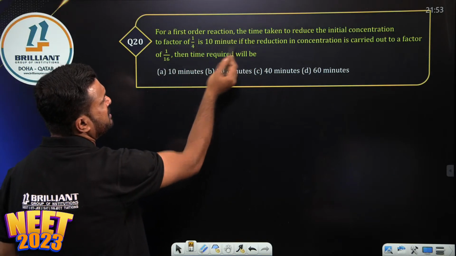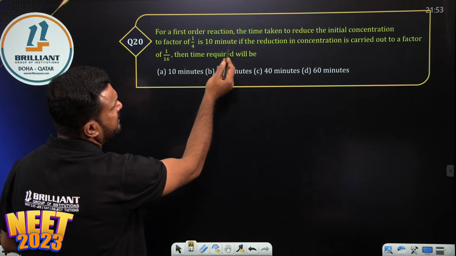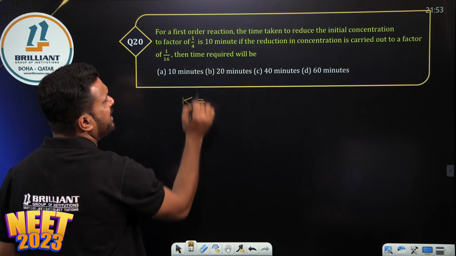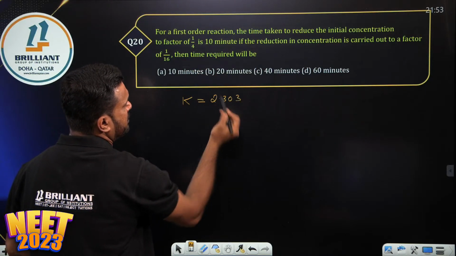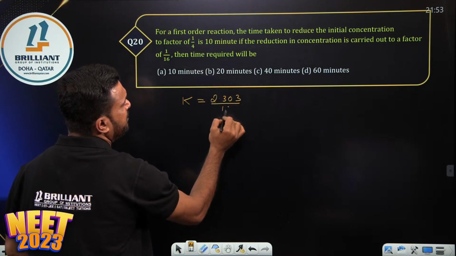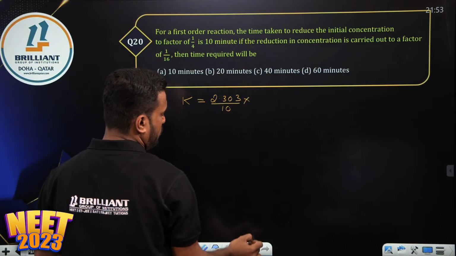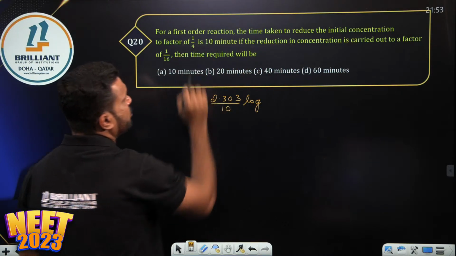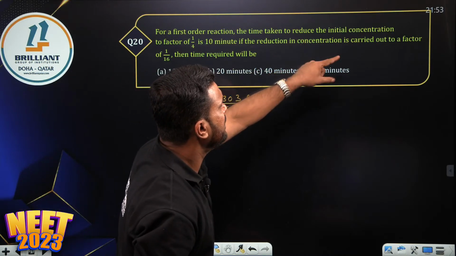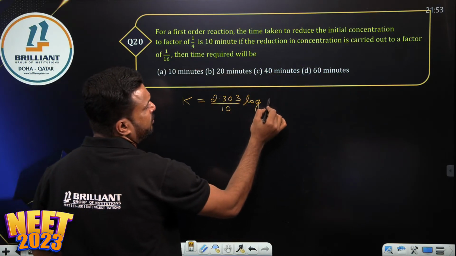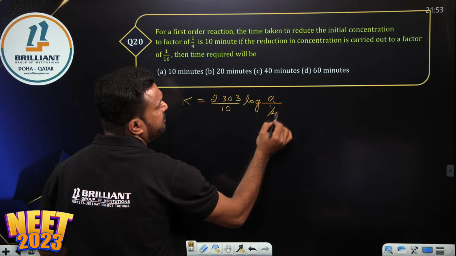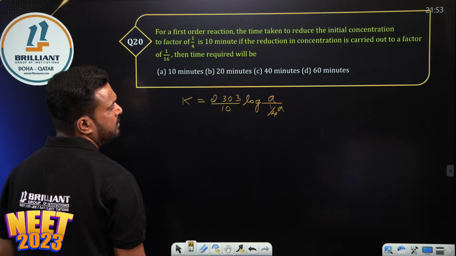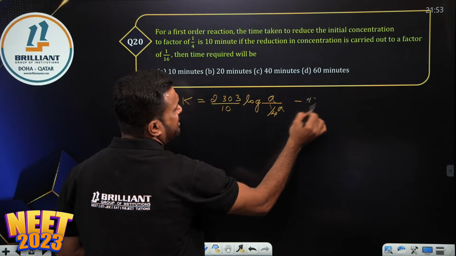To reduce the concentration to a factor of 1/4 takes 10 minutes, so we can write it like this. In terms of k, K equals 2.303 divided by 10 minutes, into 2.303 by t log of A divided by 1/4 A, since they say the initial concentration is reduced to 1/4. If A is the initial, then 1/4 A will remain. This can be taken as equation number 1.